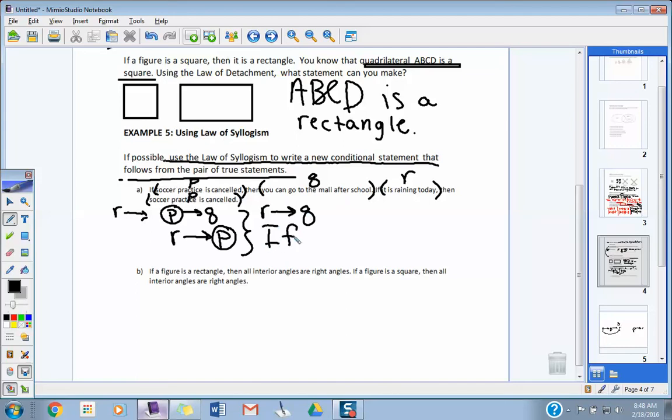All right, what's statement R again? What did we assign R to be? If it is raining today, right? Then what? Okay, careful. We're going R to Q by law of syllogism. Then you can go to the mall.